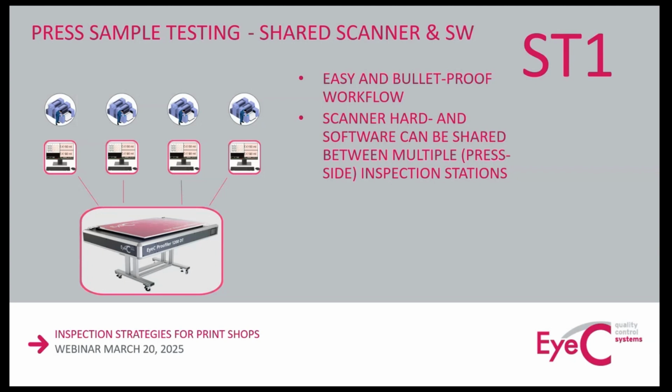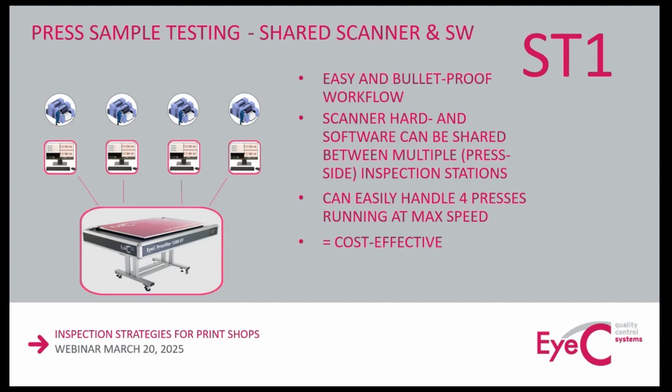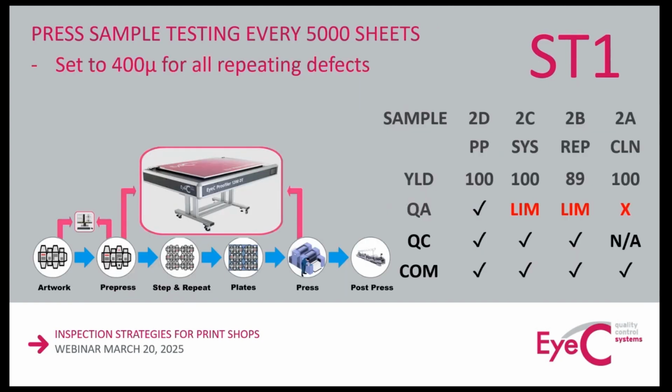In a typical sheet-fed job, multiple press operators can share the same scanner and the same inspection software, making this quite cost-effective. But even better, one machine like this can easily handle 4 presses at full speed, making it super cost-effective. If we take our sample job number 2 and expose our setup to it, we'd see the expected results. Very cost-effective, high-resolution QC tool, limitations for QA. Most prominent, the X over here, it's unable to find the individual occurrences of defects.